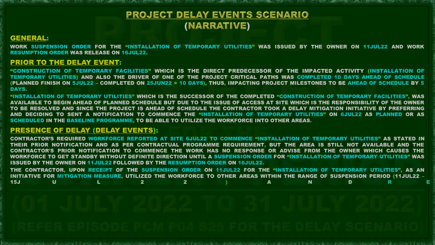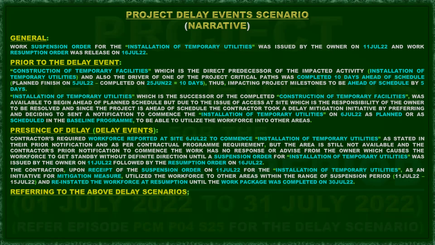So the contractor, upon receipt of the suspension order on 11th July 2022 for the installation of temporary utilities, as an initiative for mitigation measure, utilized the workforce in other areas within the range of the suspension period, 11th July 22 to 15th July of 2022, and reinstated the workforce at resumption until the work was completed on 30th of July 2022.